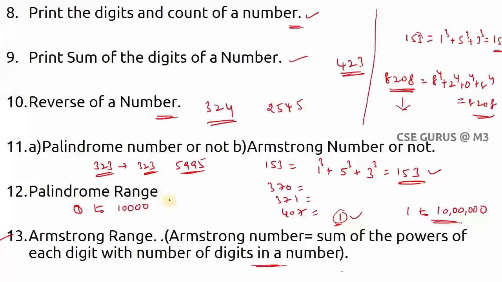Let us suppose what is the first palindrome if I ask you? We can say that 0. So in positive numbers, starting with 0. 0, can I say palindrome? Yes. Why? Because 0 in reverse is also 0. 1, 2, 3 up to 9.